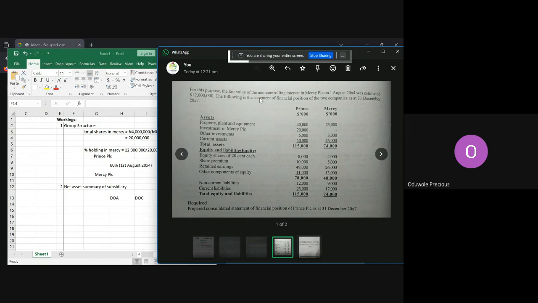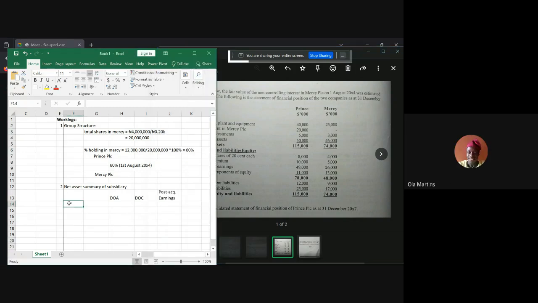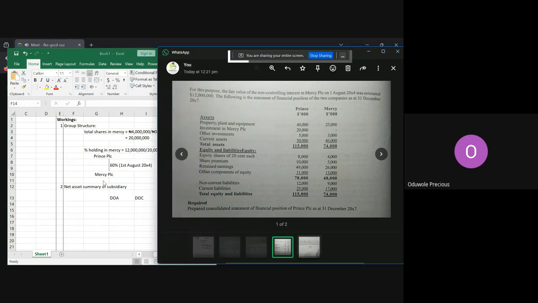So they said the following is the statement of financial position of the company as at December 20x7. The date of the financial statement is the date of consolidation, and that's what they said here also: prepare consolidated statement of financial position of Prince PLC as at 31st December 20x7. So this is the date of consolidation. You understand? So date of acquisition, we'll go and check that one when they acquired the company. So let's first bring out all these ones first.